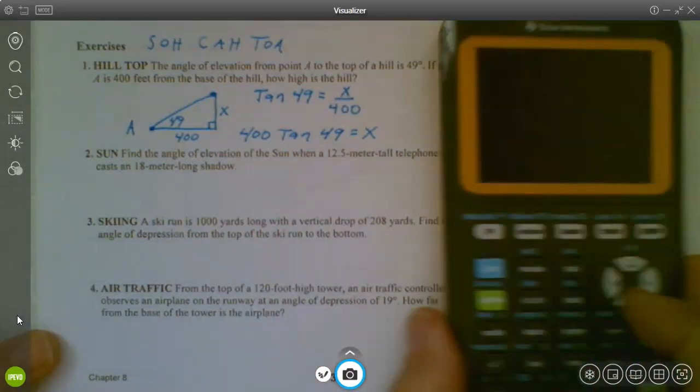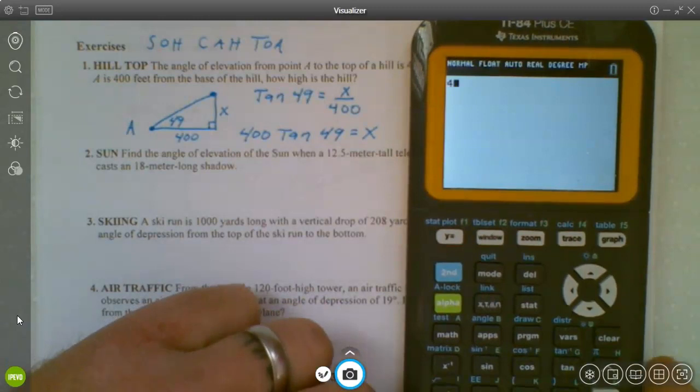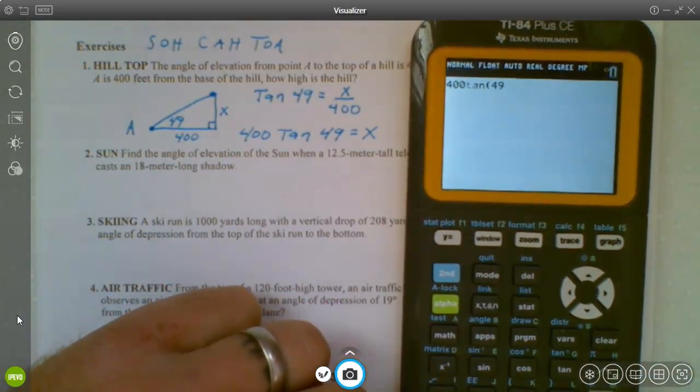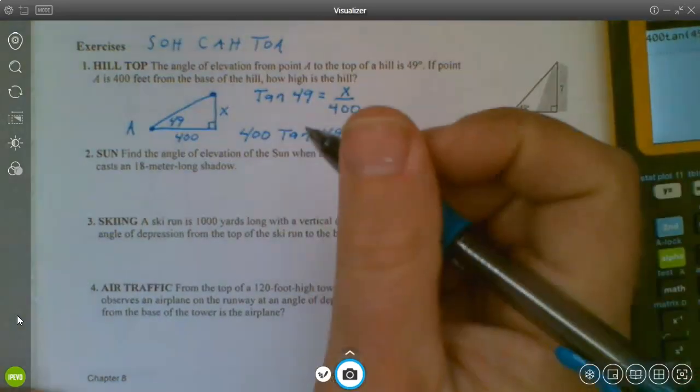Before I go to the calculator, now I'm going to type this in. So it looks like the height of the hill would be about 460.1 feet.